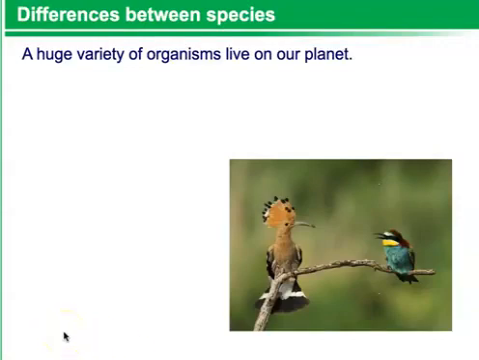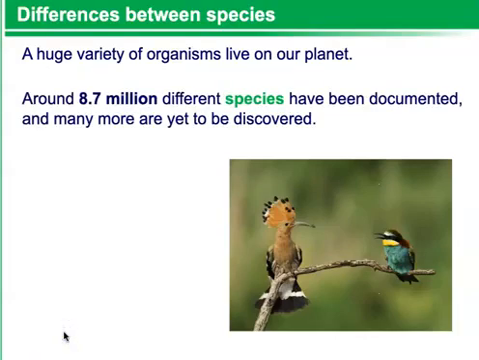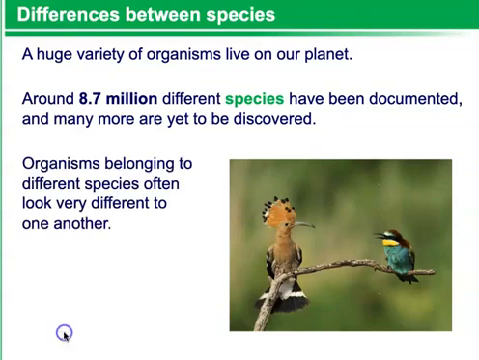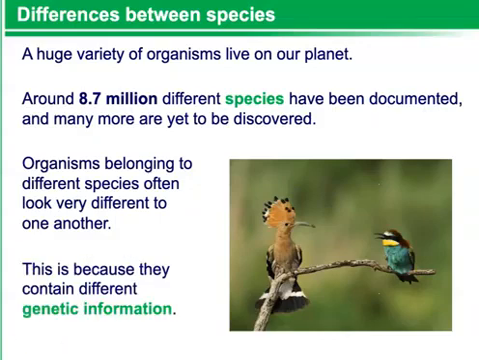Differences between species. A huge variety of organisms live on our planet. Around 8.7 million different species have been documented, and many more are yet to be discovered. Organisms belonging to different species often look very different to one another. This is because they contain different genetic information.